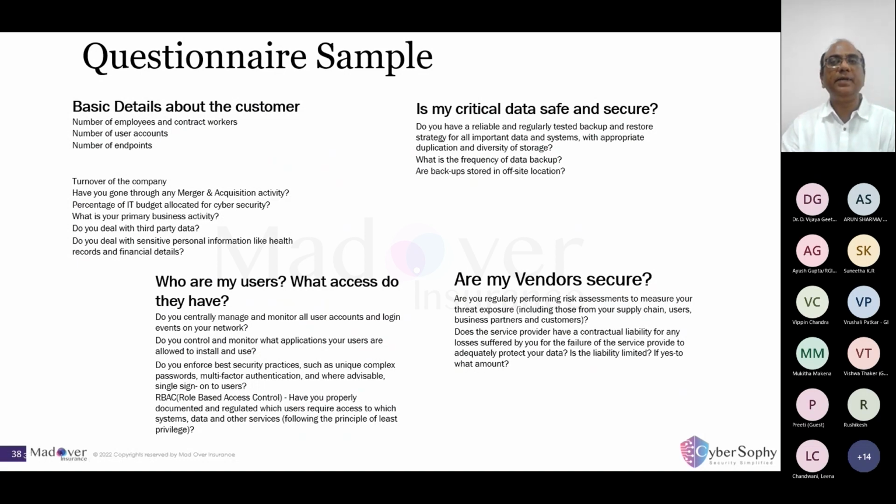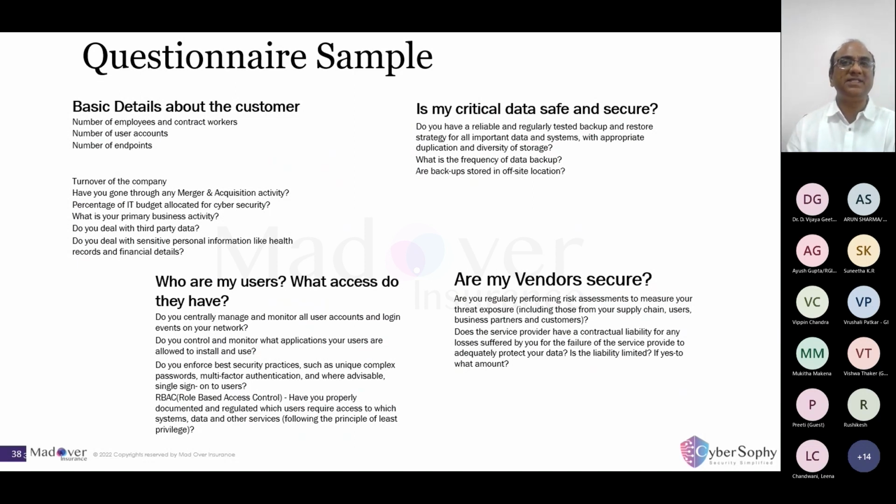Some of them are basic details, like how many employees work in the company, how many user accounts are there, how many endpoints are there. What I mean by an endpoint: endpoints are how many laptops, how many desktops, how many mobiles, how many servers. Each of them is one endpoint. So how many endpoints are there?